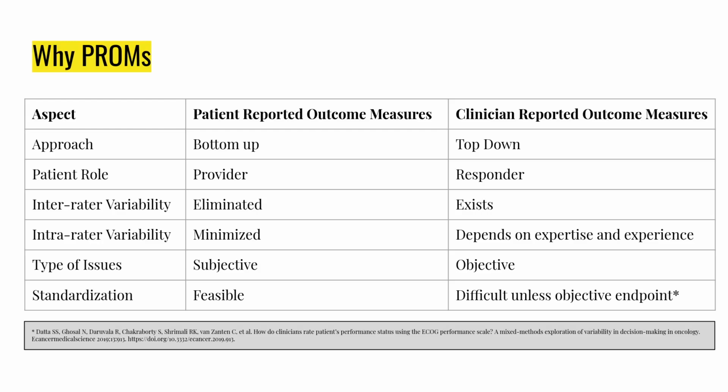Now, why do we need patient reported outcome measures? Because at a fundamental level, patient reported outcome measures represent a method of giving the control back to the patients. It is a bottom up reporting system where the patient takes the role of provider of information rather than being the responder of information. Because the patient themselves report these outcomes, inter-rater variability is eliminated and intra-rater variability is minimized.